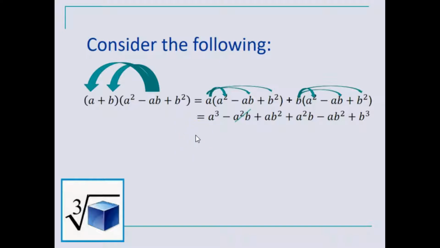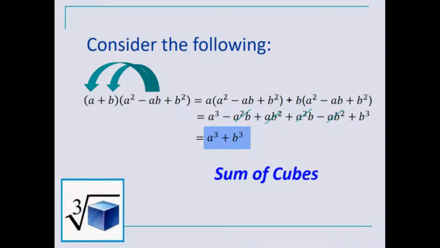Combining like terms, we see that a squared b has an additive inverse, which cancels out, and ab squared has an additive inverse, canceling out, leaving the product of these two polynomials of a to the third power plus b to the third power, which we refer to as the sum of cubes. To factor a sum of cubes, we will reverse this special multiplication.